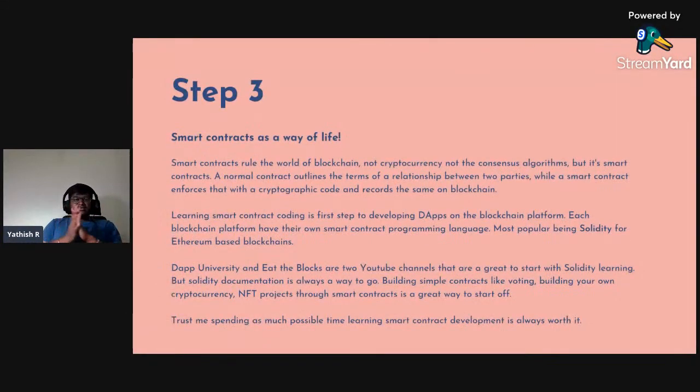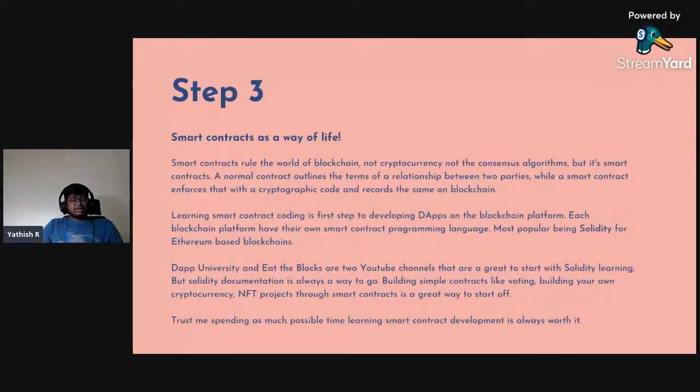So smart contracts as a way of life, this is step 3. The third step, which is again an important part of your entire journey to learn blockchain, is smart contracts. When I started, there was not even a single resource out there for smart contracts. I had to go in depth into the entire documentation of Solidity, which was version 0.3 or 0.4, the worst documentation, but at the same time that was the only documentation that we had.